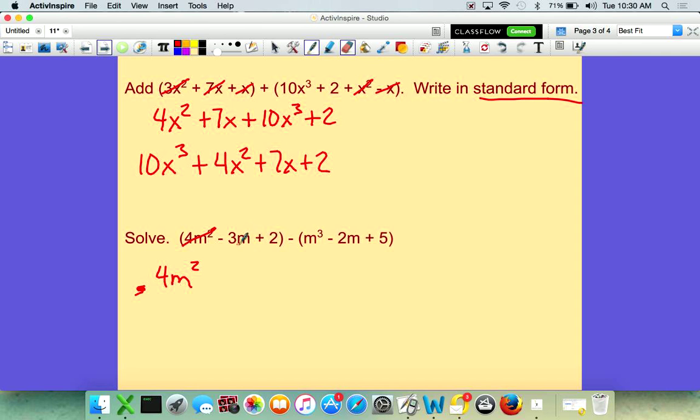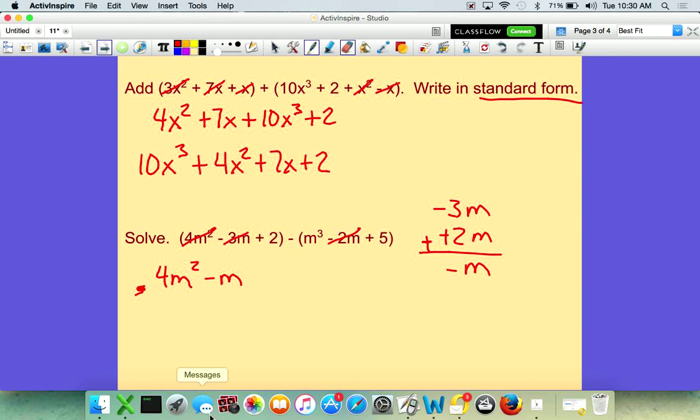Our next one, we have an m. Well, I've got a negative 3m minus negative 2m. Well, if I look at that, a minus and a minus make a plus, so I've got negative 3m plus 2m. That would be a negative m. Be very, very careful with your signs here. All right, so those would go away.